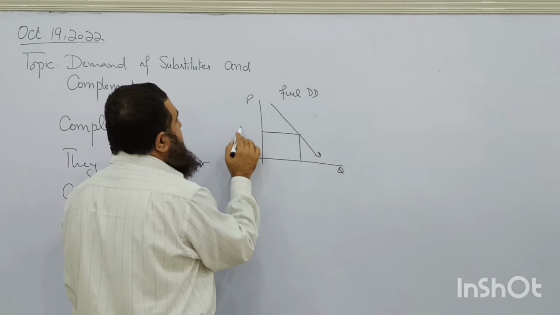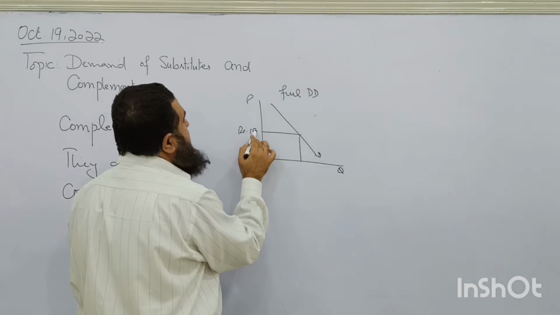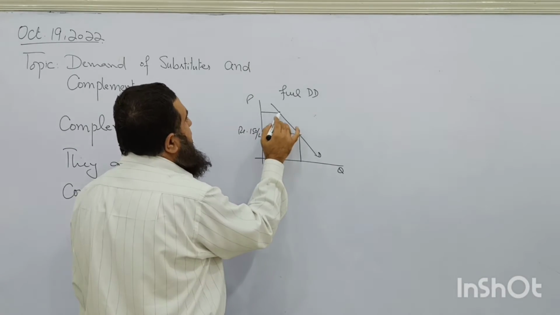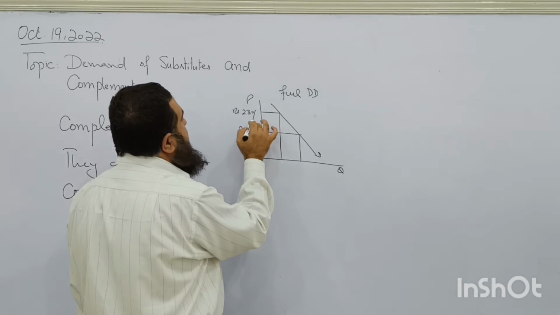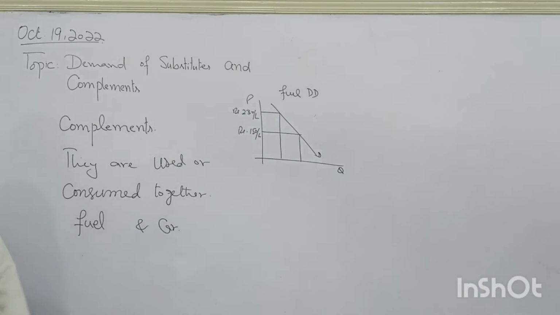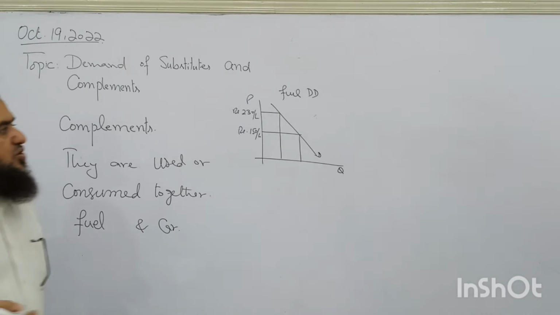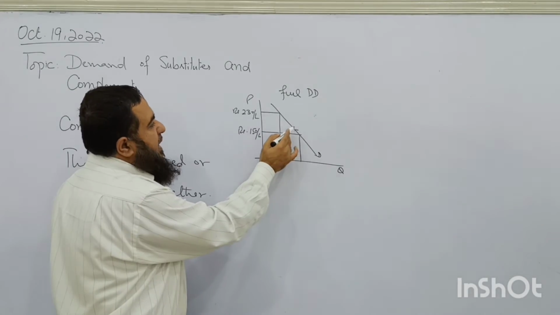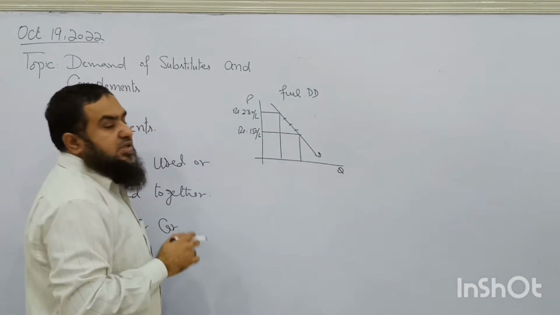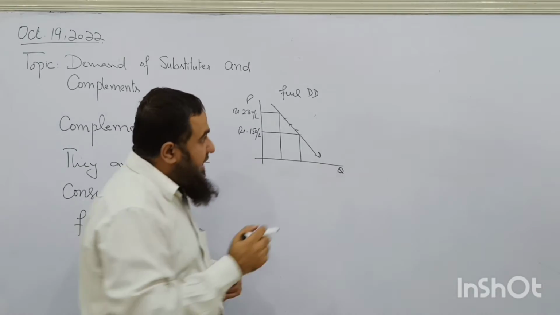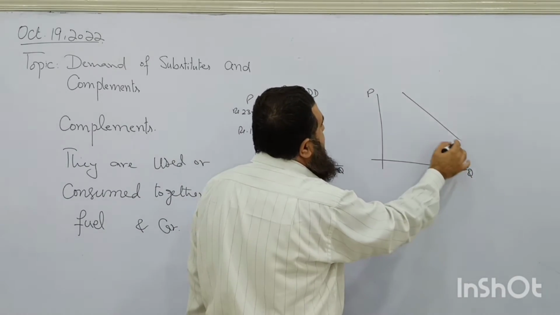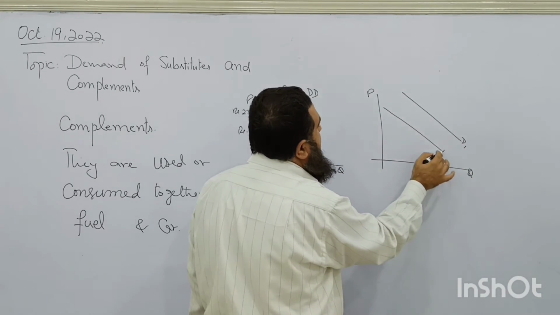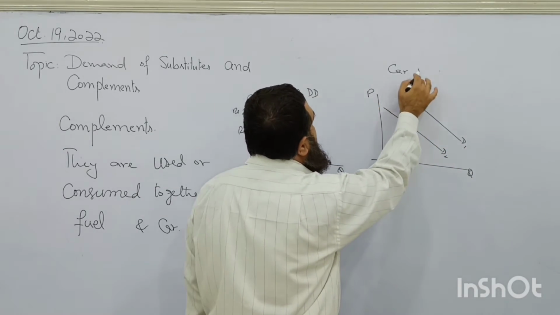Previously it was rupees 150 per liter. Now it is 230 rupees per liter. Am I right? This is right now today's prices maybe. So it's happening that people are demanding less fuel. And why are they demanding less fuel? Because they have to demand less cars as well. This is the car demand.